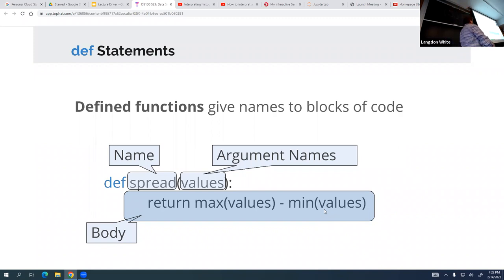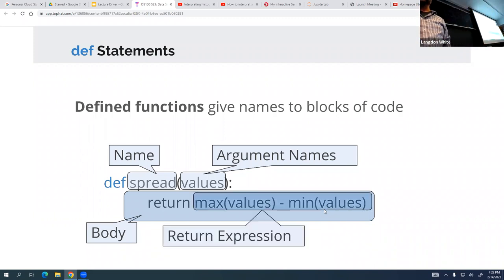So many people prefer spaces. Just keep it in mind, most editors will let you swap, like it'll actually let you define which one you want. All right, so that's the body.